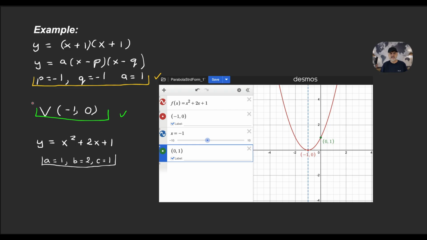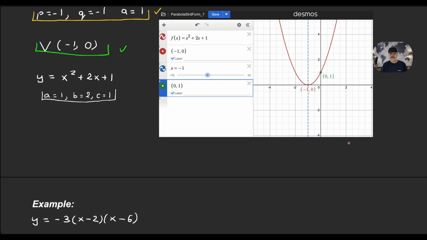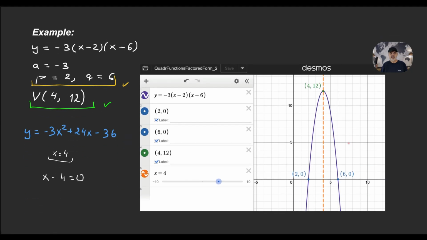The axis of symmetry is again correlated with the x-coordinate of the vertex. Bingo. So the next example has a negative a. In this example, negative a represents the case where the parabola must open down. So the vertex location would be considered the maximum point, the highest point on the graph. Now x minus 2 and x minus 6, those are the factors. So p is 2, q is 6. By averaging those two values, you get the location of the vertex. So 2 plus 6 divided by 2 gives me 4.